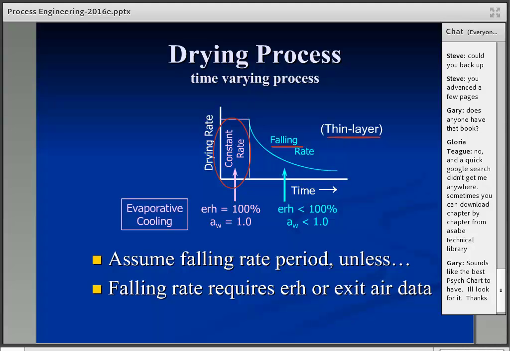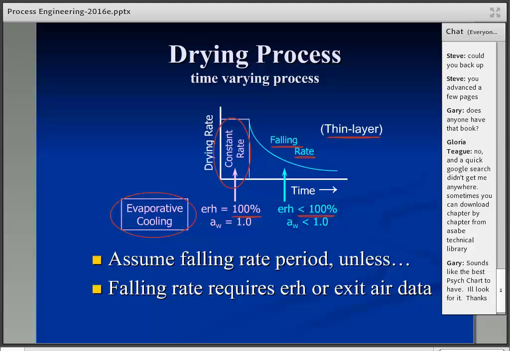If you've got free liquid on the surface, the equilibrium relative humidity is 100%. But for materials that don't have free liquid on the surface, the equilibrium relative humidity is something less than 100%. And in that case, you have the falling rate going on. The drying rate is slowing as it dries down. If you've got liquid water, it's an evaporative cooling process. You can do evaluations on the psychrometric chart for an evaporative cooler. You end up at 100% humidity instead of ending up at some equilibrium relative humidity.